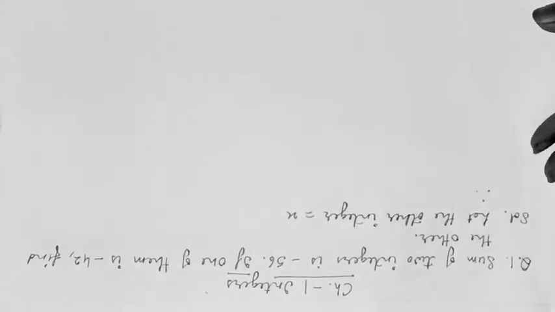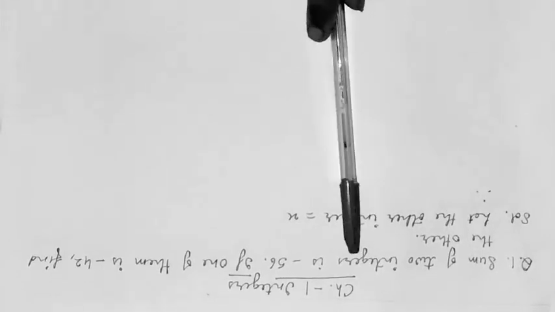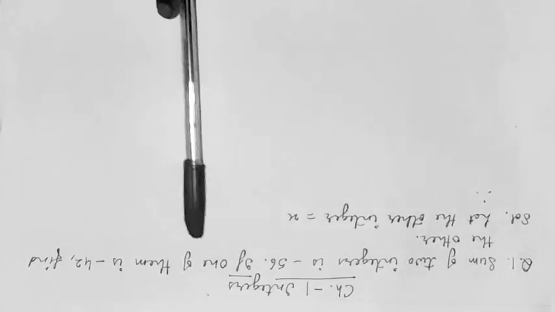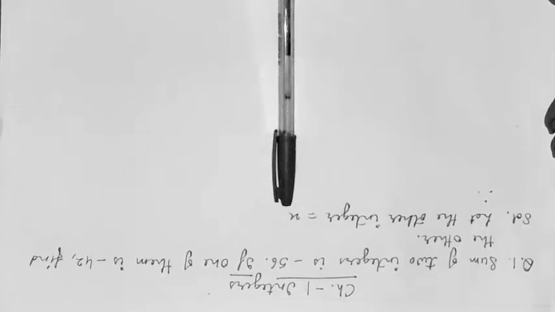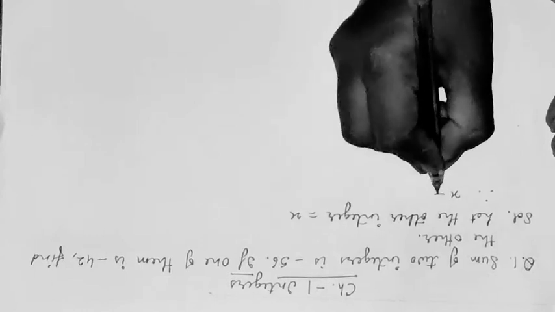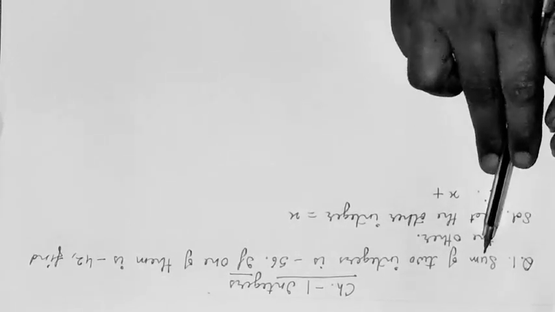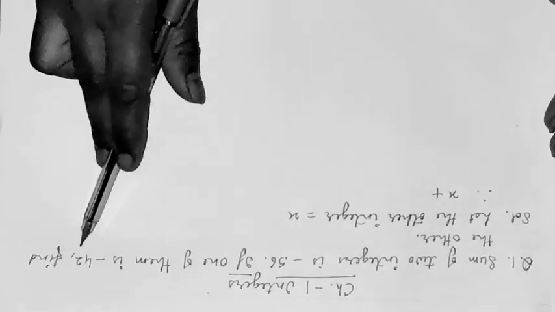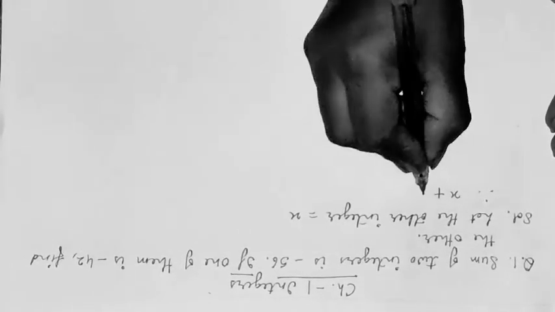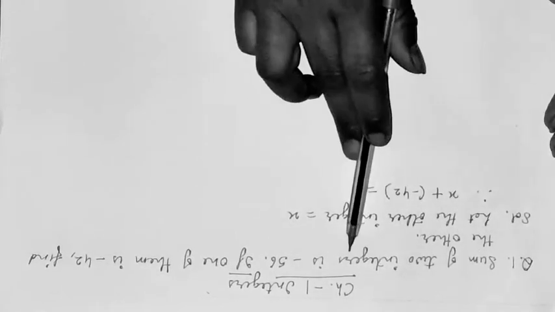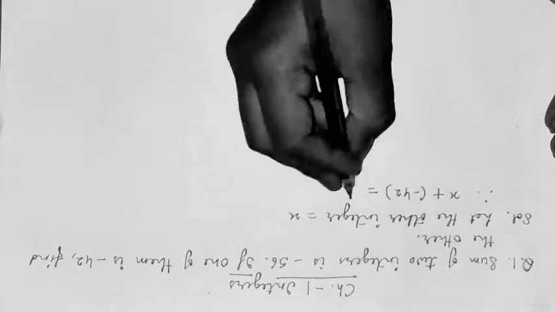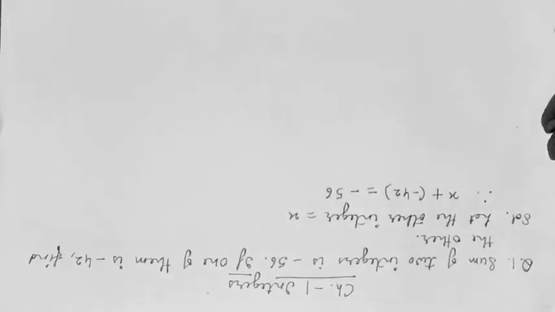Now we are given that the sum of two integers is minus 56 and one of the integers is minus 42. If I write the given statement in the form of an equation, how will I write it? One integer I have assumed as x. We have to find the sum with the other integer. What is the other integer? Minus 42. And what is the sum? The sum of two integers is given as minus 56. So the result is minus 56.